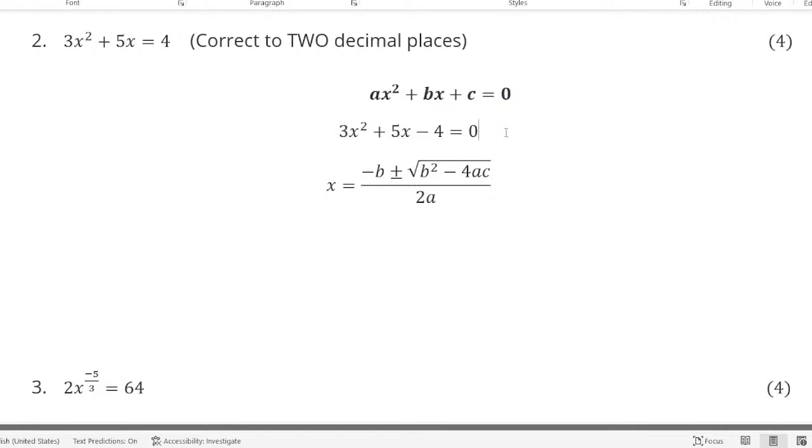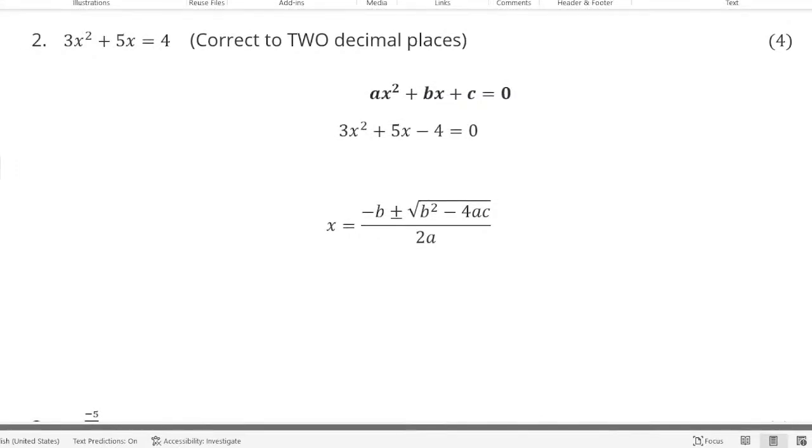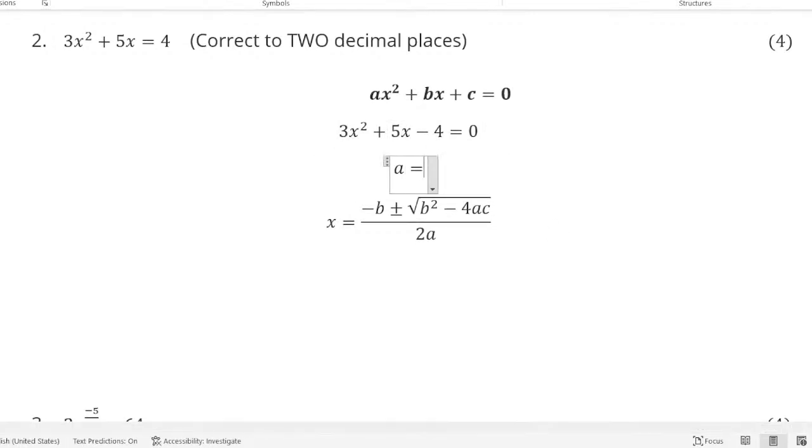So here, let's just make our lives easy by writing the values of a, b, and c. So what is the value of a? The value of a is the coefficient of x squared. In this case it is 3. a is equal to 3. Then the value of b is the coefficient of x. In this case, b is equal to 5, right?